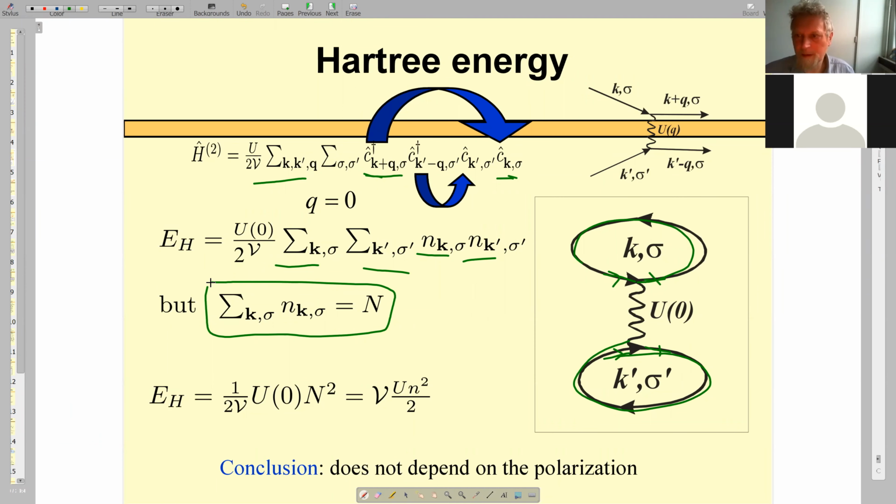Okay, so we get this energy. It's called Hartree energy. Right. That's what I get from the calculation. Well, I'd better write it down in terms of density, electron density, small n, to make it obvious that the energy is proportional to the volume. All right.